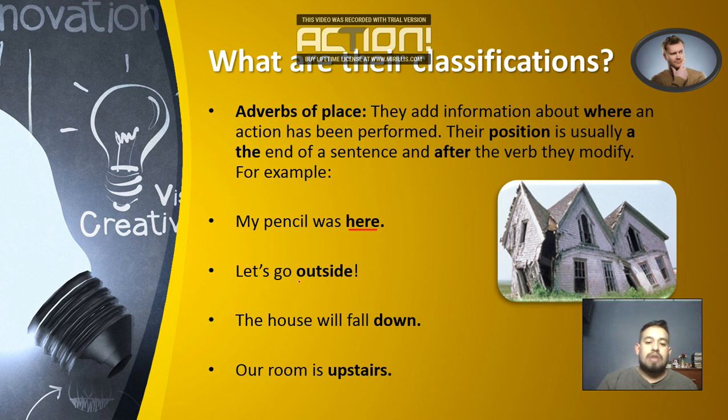Let's go outside. Another adverb referring to the place they want to go. The house will fall down. Fall is the verb that down is modifying. If we ask where the house will fall, we can answer down. And finally, our room is upstairs. Where is the room located? Upstairs. This adverb is modifying or defining this verb, the verb to be, this auxiliary is.